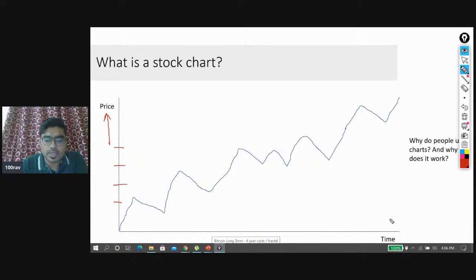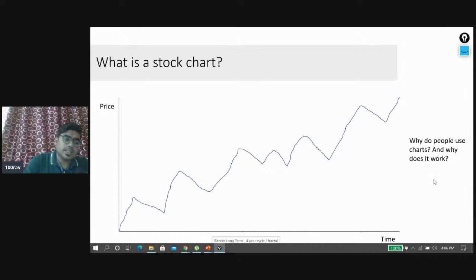Now time can be in any form. When I say any form, it can be daily, it can be weekly, it can be monthly, hourly, and as small as 1 minute also. So that is what we call as time frame. So here there is time and price. So a basic chart includes the plot of time versus price. Now there are different types of charts, and this is where the things become interesting.